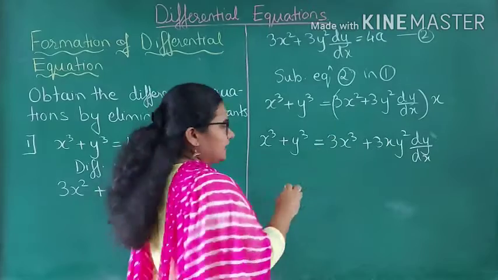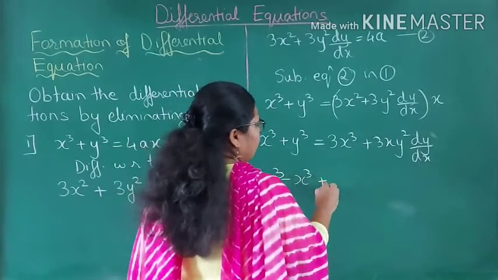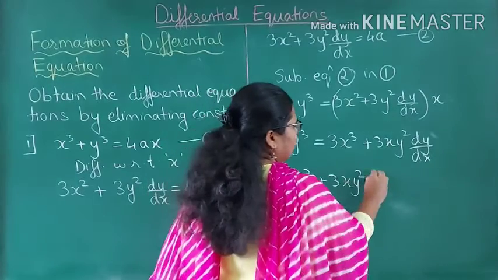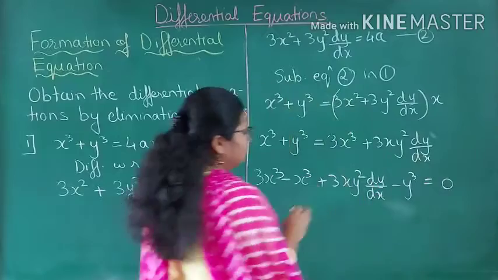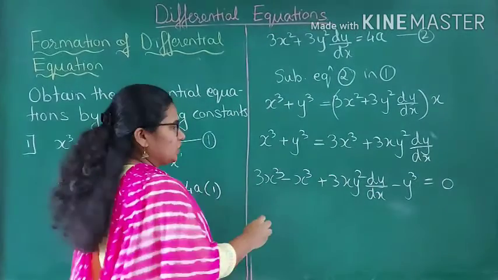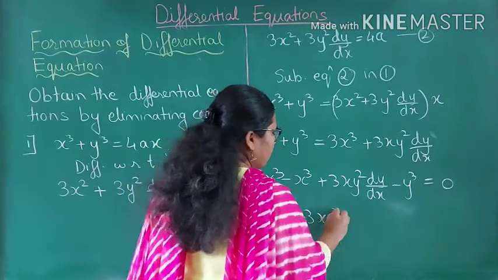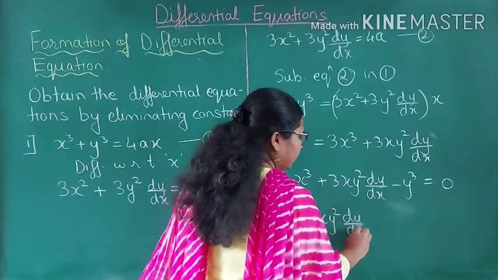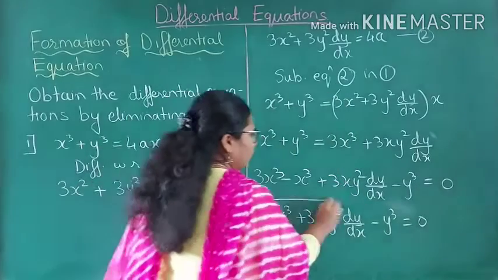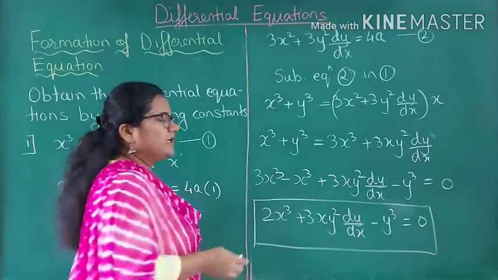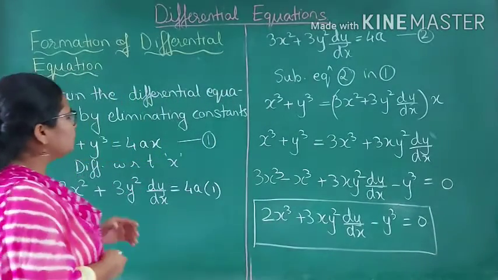If you take x cube to the other side, it will become 3x cube minus x cube plus 3x y square dy by dx minus y cube is equal to 0. So 3x cube minus x cube is 2x cube plus 3x y square dy by dx minus y cube is equal to 0. So from this equation you can see you have eliminated the arbitrary constant and you get the differential equation. Understood what we have done?